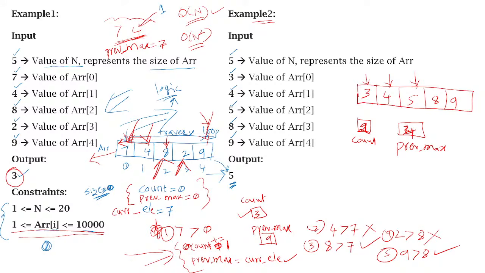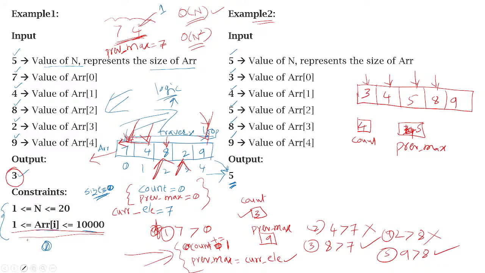Then process the next element. 5 greater than previous max? Yes. Increment the count value. Count becomes 3 now. Then 5 becomes the previous max. Then process the next element. 8 greater than 5? Yes. So increment the count value. Now count becomes 4.